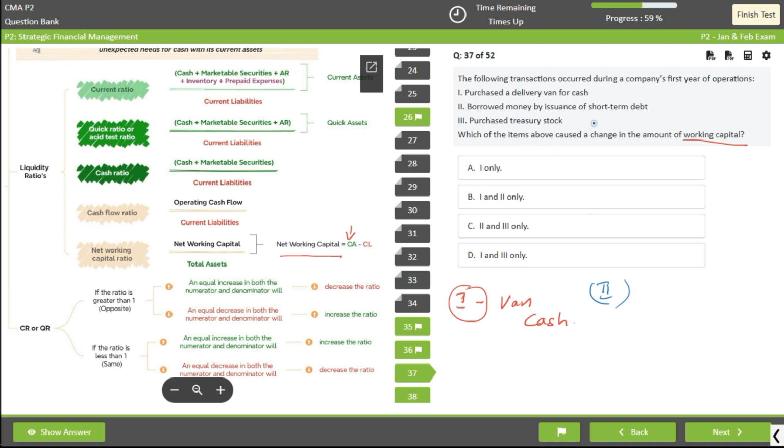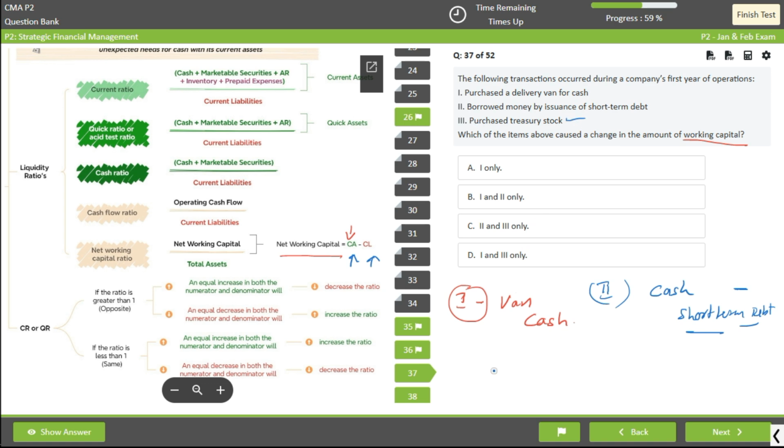The second option is borrowed money by the issuance of short-term debt. When you are borrowing money by the issuance of short-term debt, that means you are going to debit your cash and you are going to credit your short-term debt. This transaction increases your current assets and increases your current liabilities. The net working capital is the difference between current assets and current liabilities. If your current assets increase and your current liabilities increase, this will have no effect on your working capital.